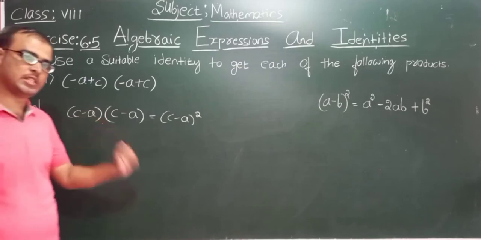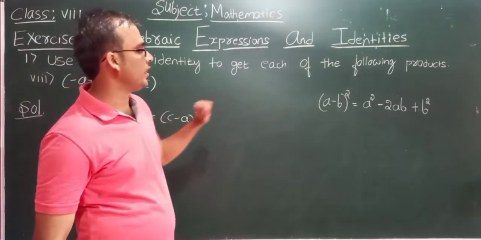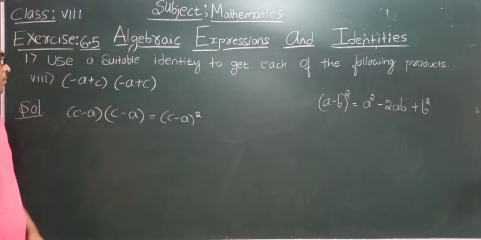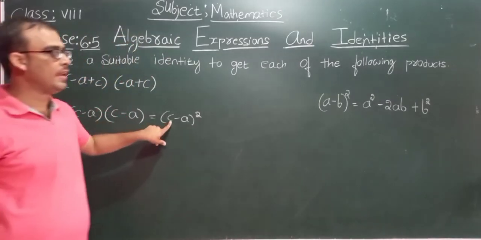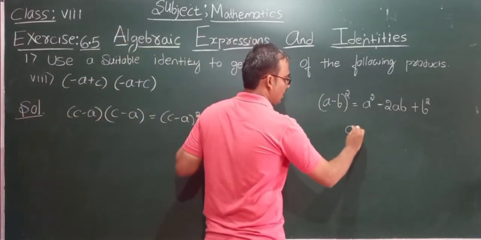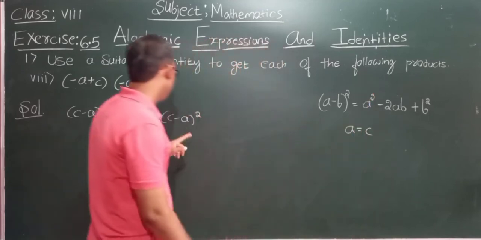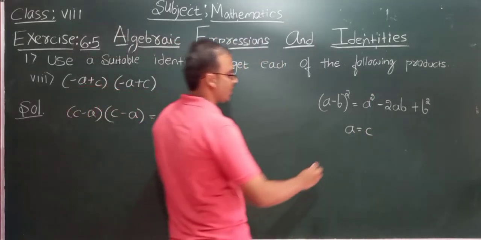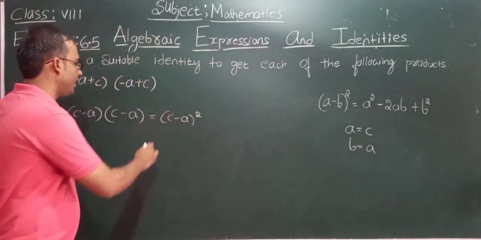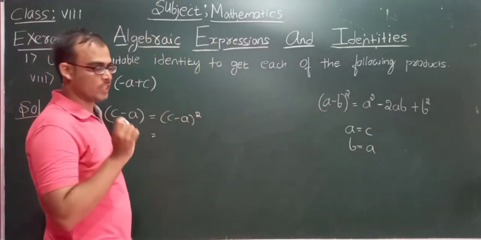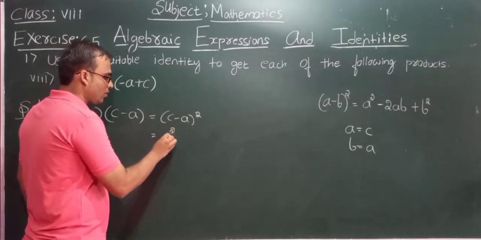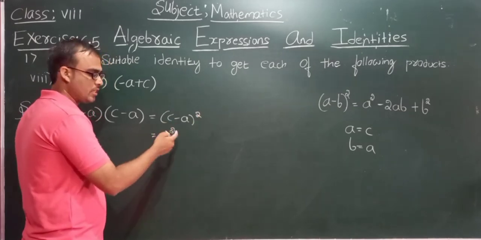It is of the form a minus b whole square. Now, a minus b whole square is what? A square minus 2ab plus b square. In place of a, c is there, and in place of b, a is there. Now, according to the formula, a square: a means c, so a square means c square.